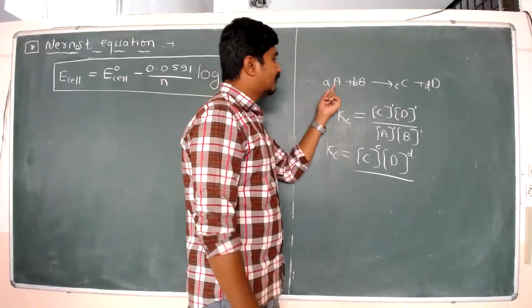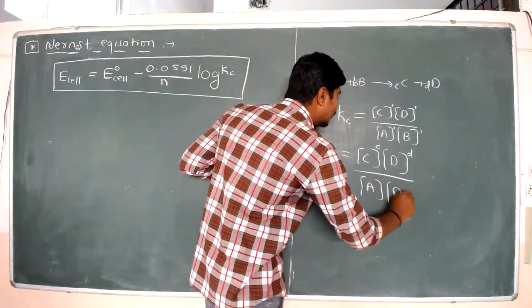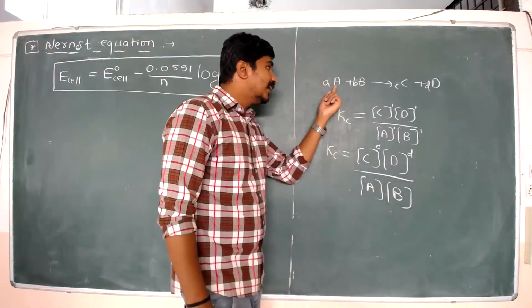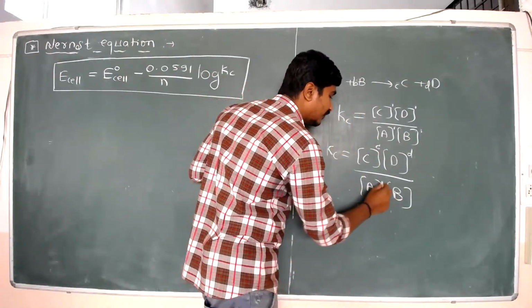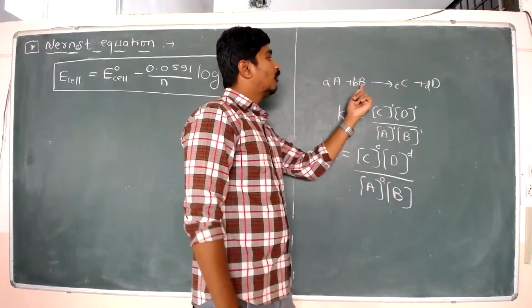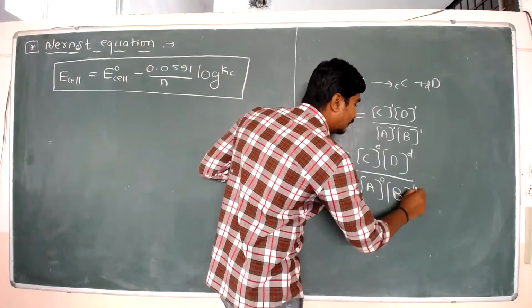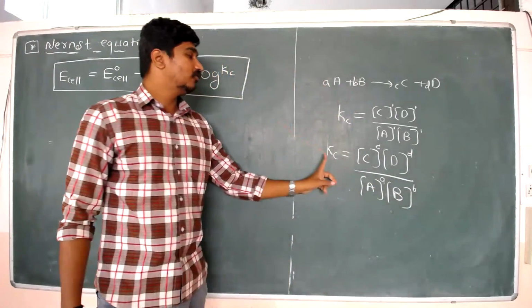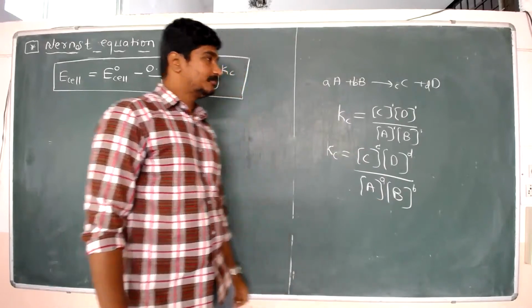That is, A is one of the reactants, B is another reactant. Here, concentration of A into concentration of B. But the coefficient of A is small a. Therefore, here you have to write this whole concentration of A to the power small a. Here, the coefficient of reactant B is small b. Therefore, you have to write here power b. In this way, you can write the equilibrium constant values.